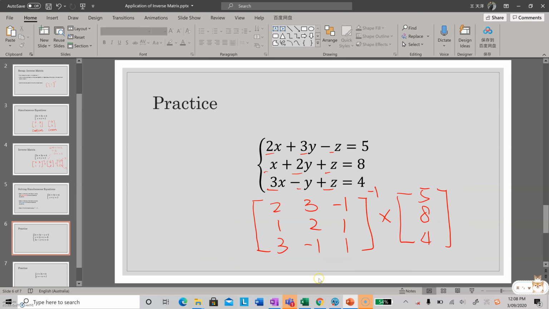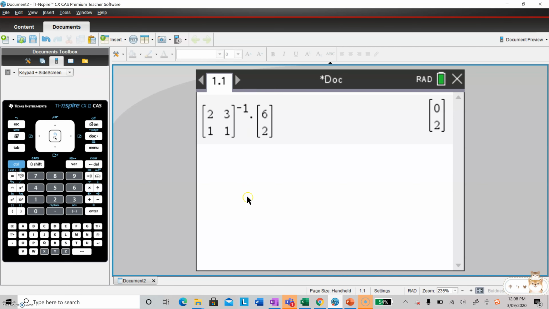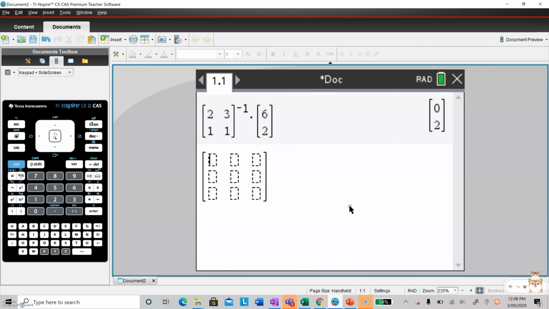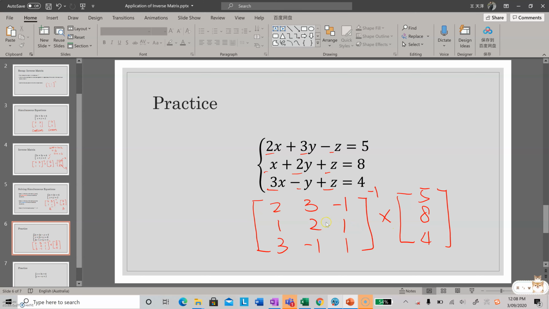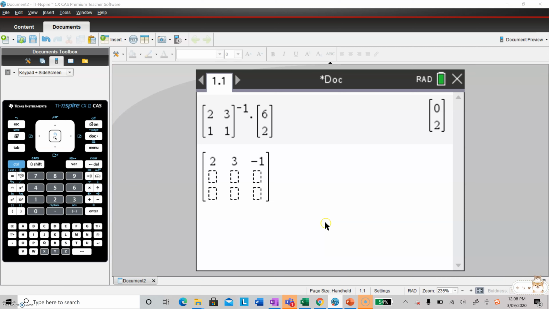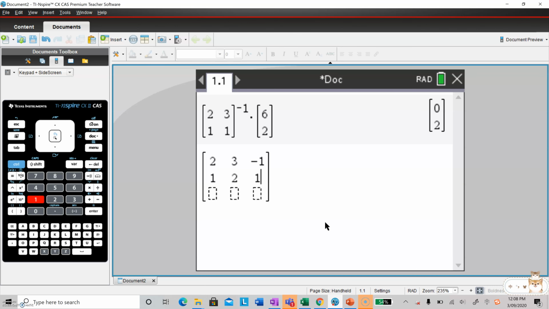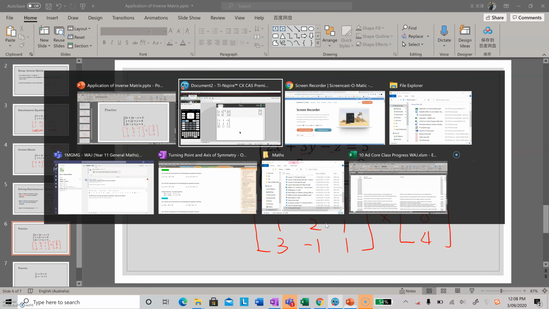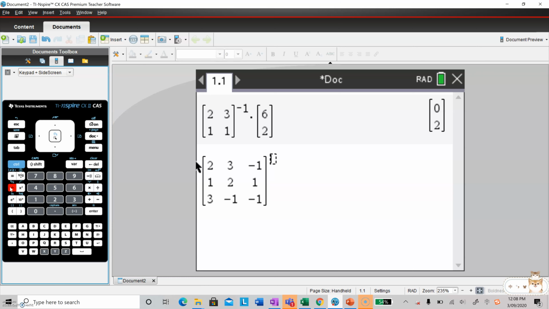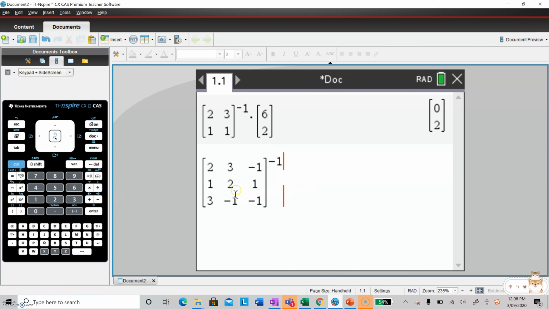So all we need to do is to bring out our CAS calculator and type the 3 by 3 matrix. It's a bit big. Sorry, my memory is failing me, so I have to keep switching. 2, 3, and -1. Okay, we also have 1, 2, and 1. The last line says 3, -1, and 1. The first matrix is done. Okay, and I use the power button and then type in -1. So that's the first matrix done.